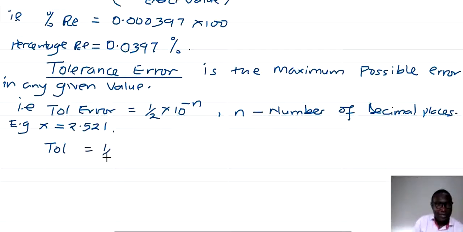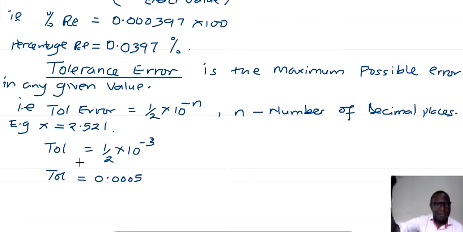This is going to be a half times 10 to the power. How many decimal places are here? 1, 2, 3. So this is to the power negative 3. So our total here is 0.0005. It can be written in this or this form. Now we can base on the tolerance error to get the maximum and the minimum values of a given value. Take an example of still this very number here.